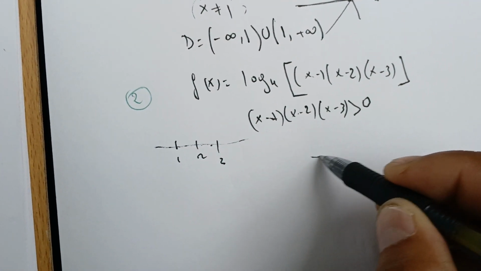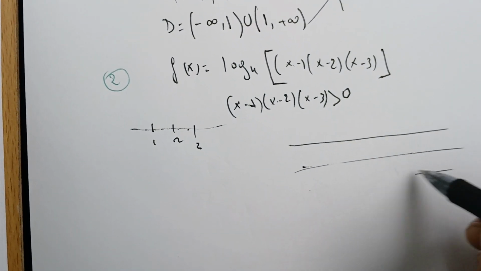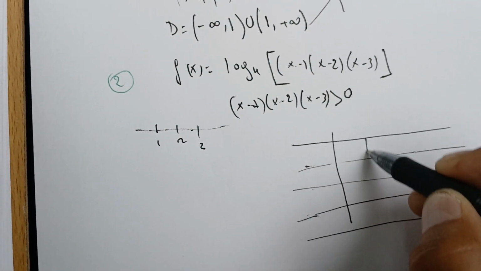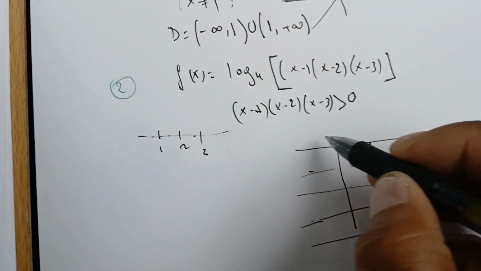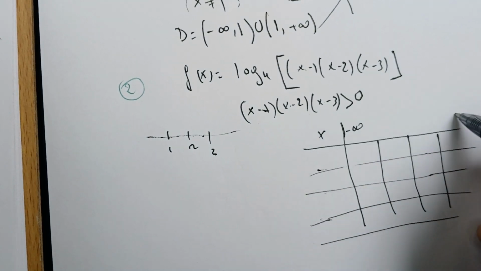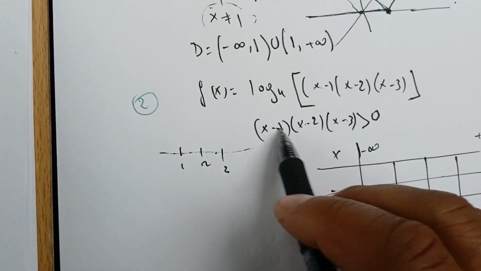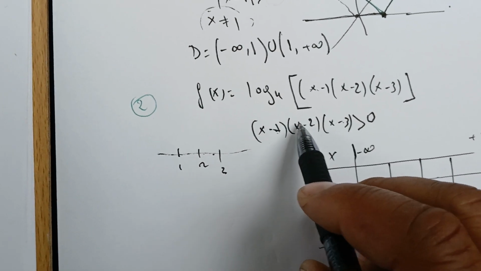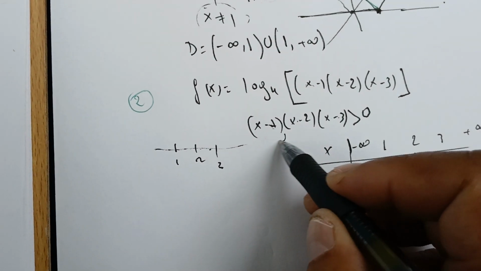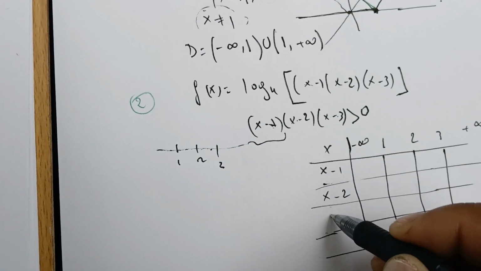We make a small table. So the 1, 2, I think I need 4. Yeah, 4. On the top, I have the values for x. So x can be anything from minus infinity to plus infinity. Also, I have the zeros of this one. This is nicely factored, so I can see the zeros, 1, 2, and 3. Here I can put these factors. First row, x minus 1. Second one, x minus 2. The third one, x minus 3.